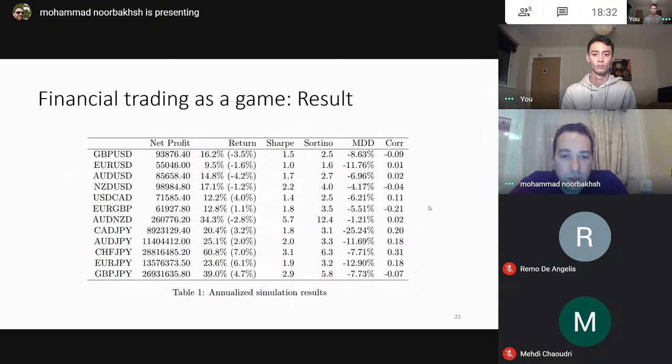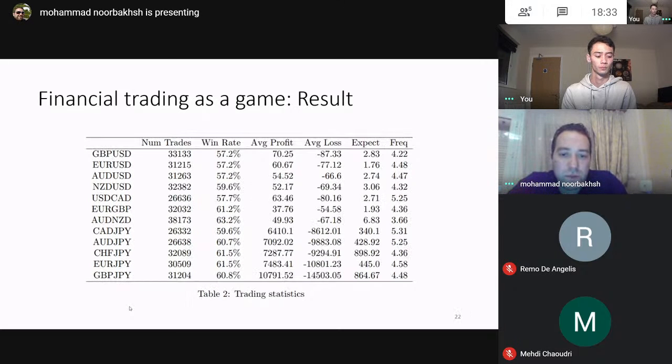This is their results. Actually, they got very good results. For example, these are the annualized simulation results. For the currency pair CHF-JPY, the return is about 60%, or for GBP-JPY, it's about 40%, which is actually a very good return. I think it's an annualized return, so it's a good one. And this is just trading statistics: the number of trades, win rate, average profit, average loss, and expected frequency.